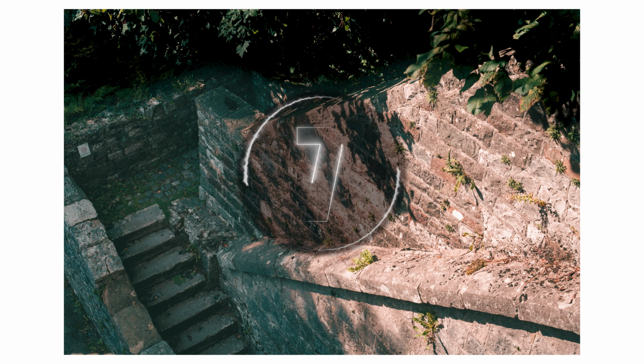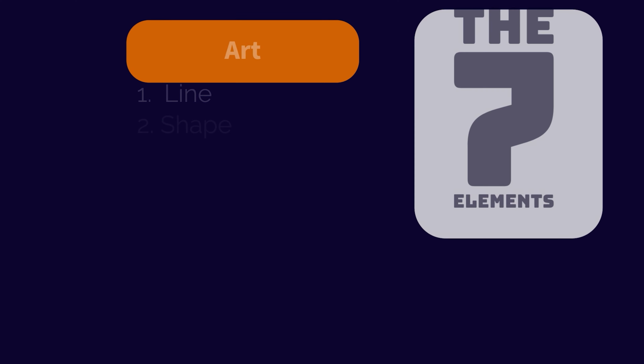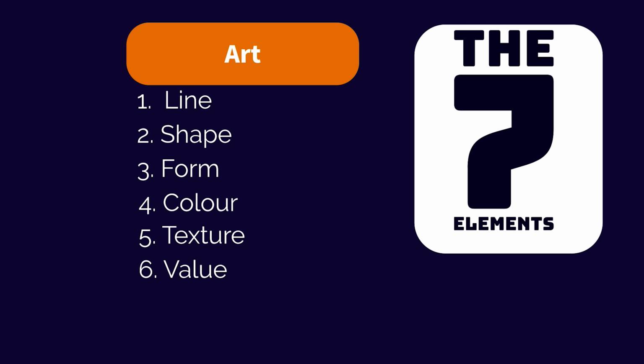And I'm going to do it in just 7 photos by doing a mini project on the 7 elements of art. That's line, shape, form, colour, texture, value. Is that 7? No, I missed space.